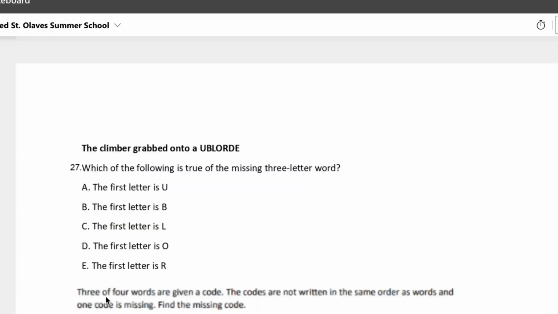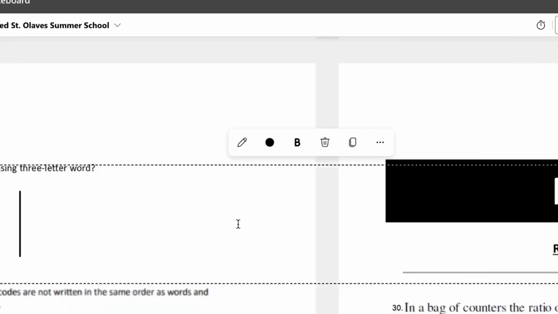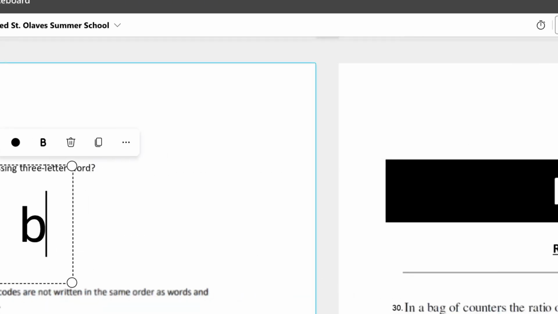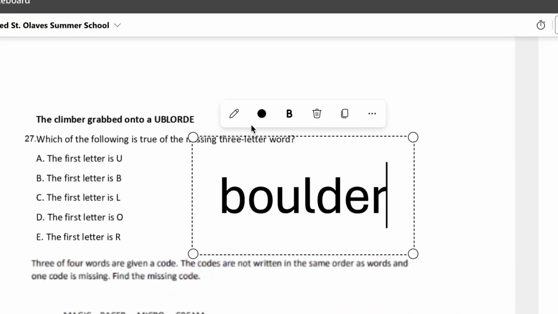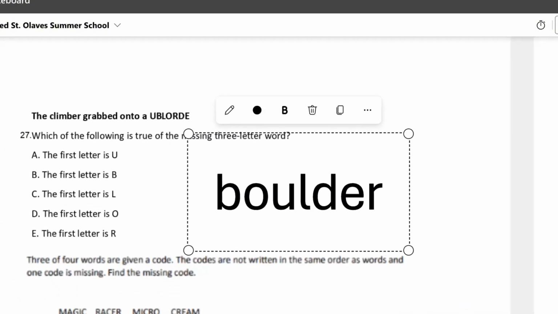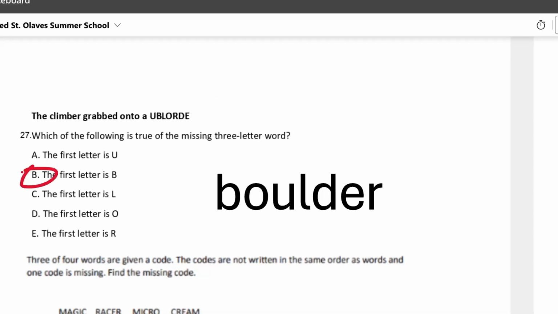For question 27, we simply just have a typo in this question. It's to just say what is the word in capitals rearranged. The climber grabbed onto a something, sort of like a rock, so you can kind of call this a boulder. So if we write this down, and let me just move this along, we should see that our word starts with a B.